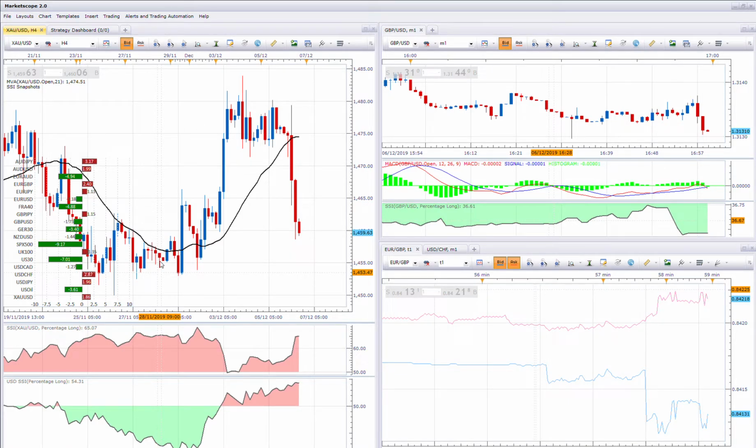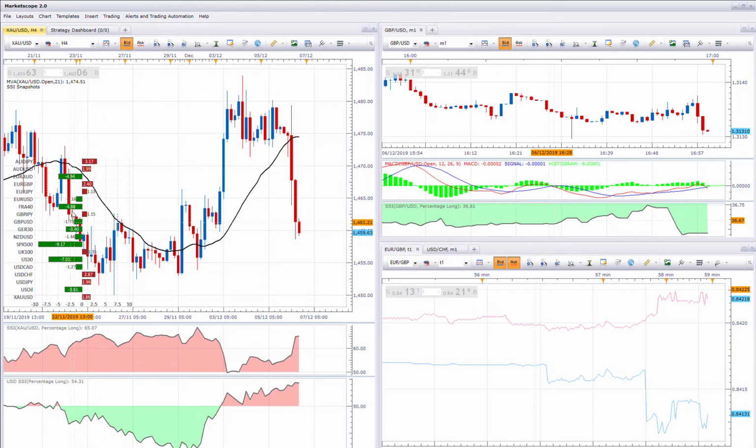Just a quick instructional video on the FXCM Trading Station, the Market Scope 2.0. It comes with two indicators, the snapshots and the SSI indicator. The snapshot's obviously different to that. I find it quite useful to have the USD SSI on there. I mean, you don't have to. I find it quite useful.